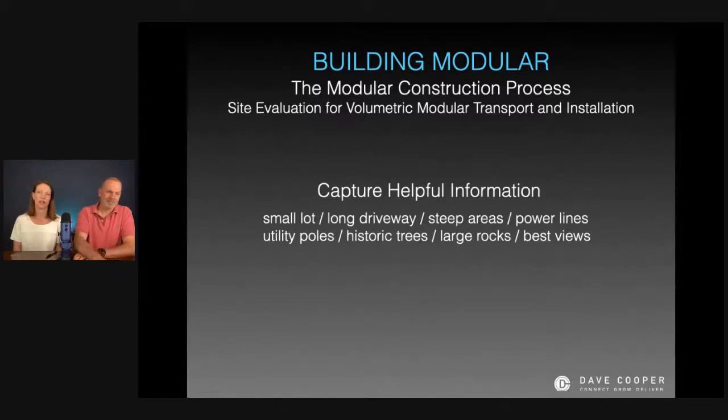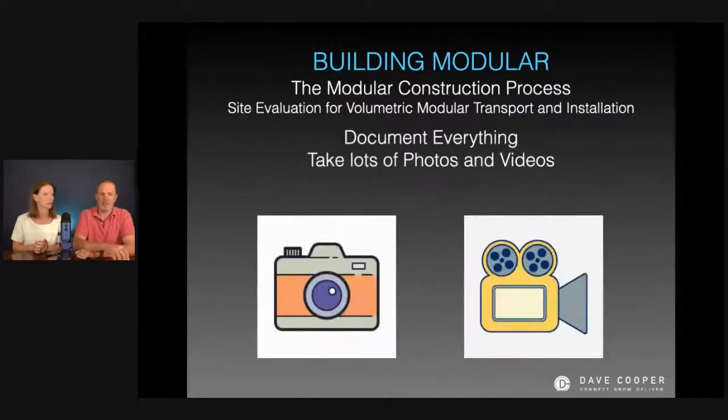Is it a small lot? How long is the driveway? Are there any steep areas? Power lines, utility poles. You do want to be on the lookout for the utility poles, because it will help you determine where power is coming into the house. As you're working with the engineers and the site plan, and you're thinking about how you're getting power here, that's something you want to make note of as you're out there on location. Yeah, 100%.